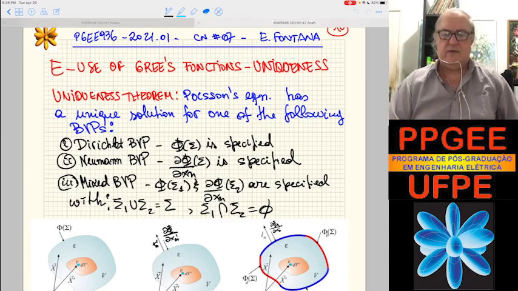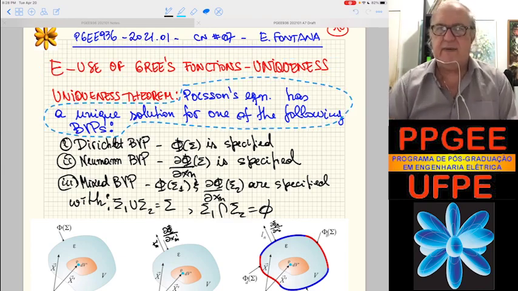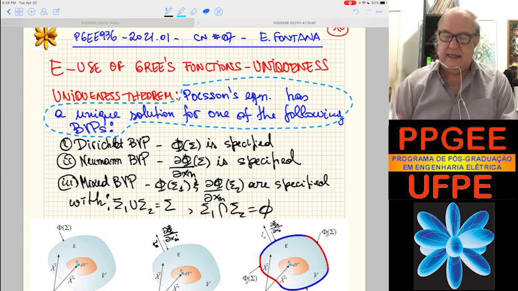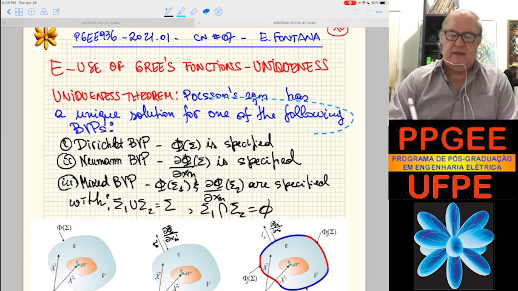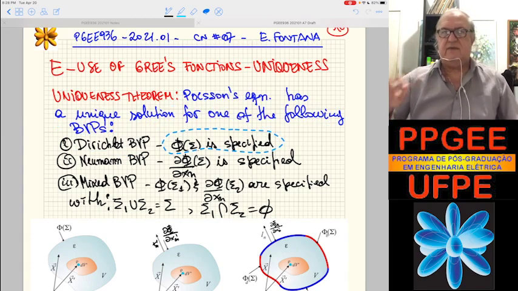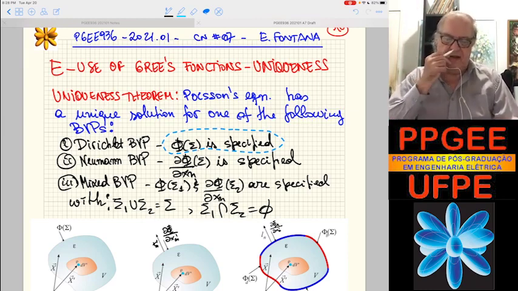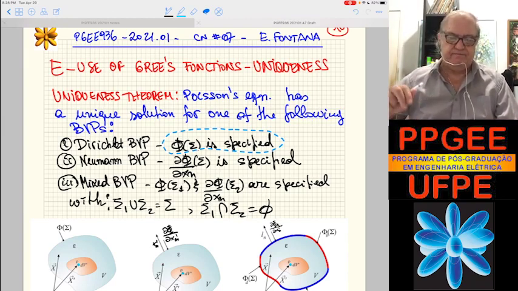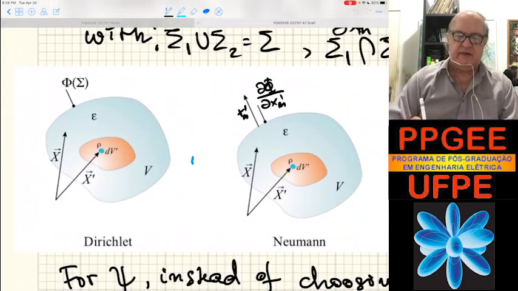Okay, so it's simple, just Poisson's and also Laplace's, because Laplace is a particular case of Poisson's equation. The Poisson's equation has a unique solution for one of the following boundary value problems. Dirichlet, in which the potential is specified on the boundary surface, the one that surrounds the volume. The other one is the Neumann. I'm showing here the type of problem, this Dirichlet boundary value problem, right?